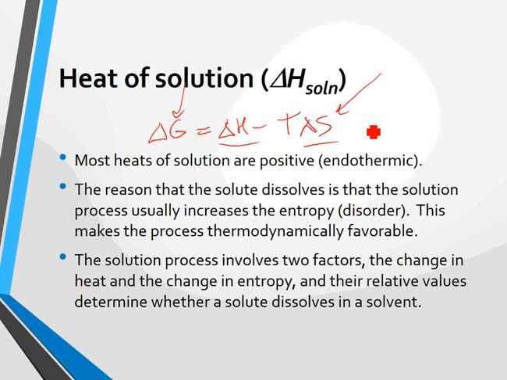So please have that process in mind when considering solutions dissolving. Again, solution process involves two factors, the change of heat and the change in entropy, and the relative values determine whether a solute dissolves in a solvent. And this is essentially explaining delta G and ways we can make it negative. Remember, a negative delta G means thermodynamically favorable process that will happen on its own.